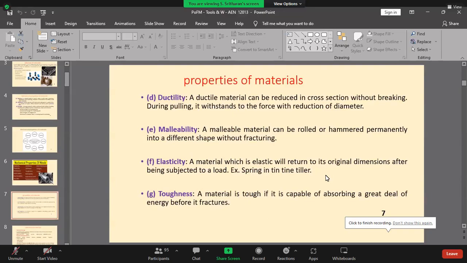Okay, leave it out. Spelling mistake, maybe. Spring tine tiller.